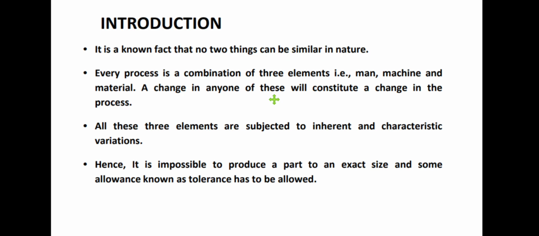Every process is a combination of three elements, that's man, machine and material. Any change in these will constitute a change in the process. All these elements are subject to inherent and characteristic variation. It's not possible to produce a part to an exact size. Then what you have to do is ask for some allowance, that is known as the tolerance.